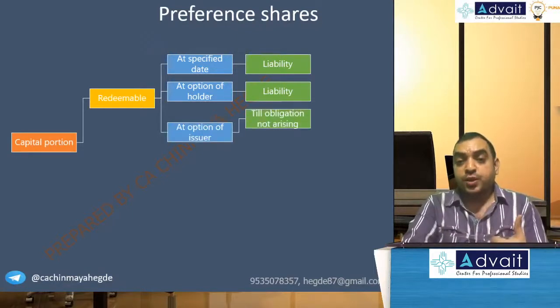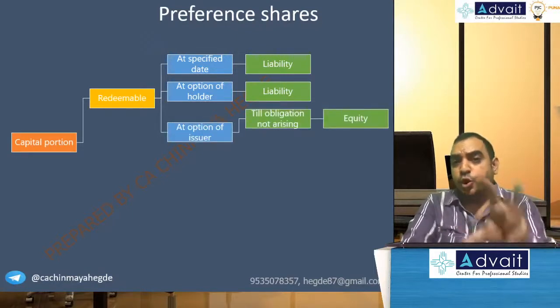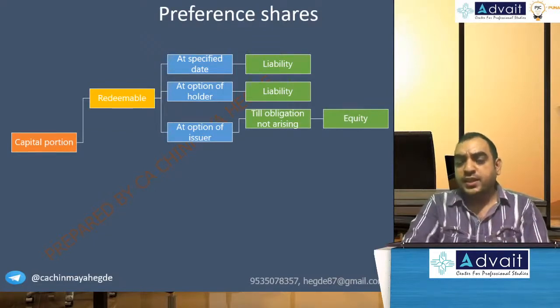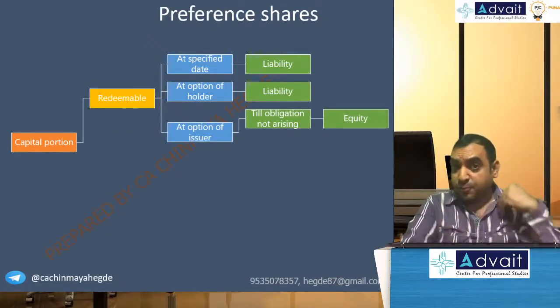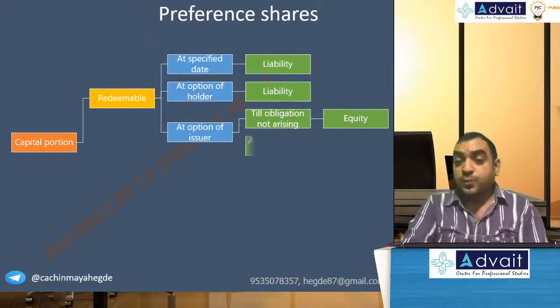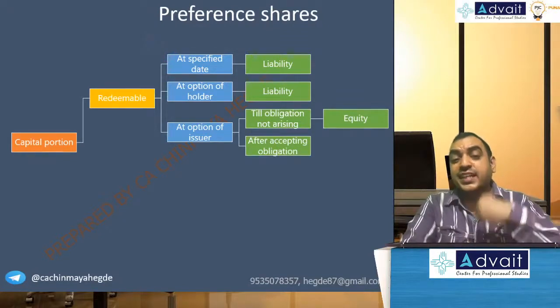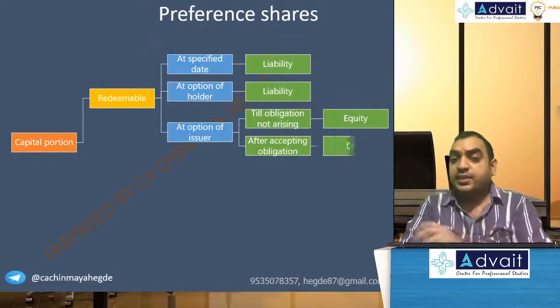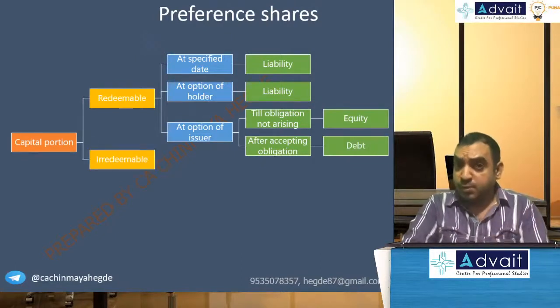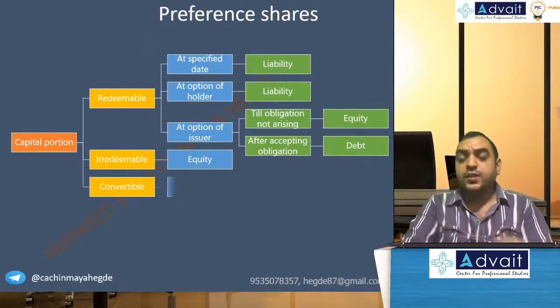At the option of the issuer means it is going to be a compound financial instrument. So basically, till the obligation is not there from the entity's intention point of view, it will be equity. The moment the entity decides, okay, now I'm going to redeem it, then it becomes debt. Irredeemable preference shares become equity.